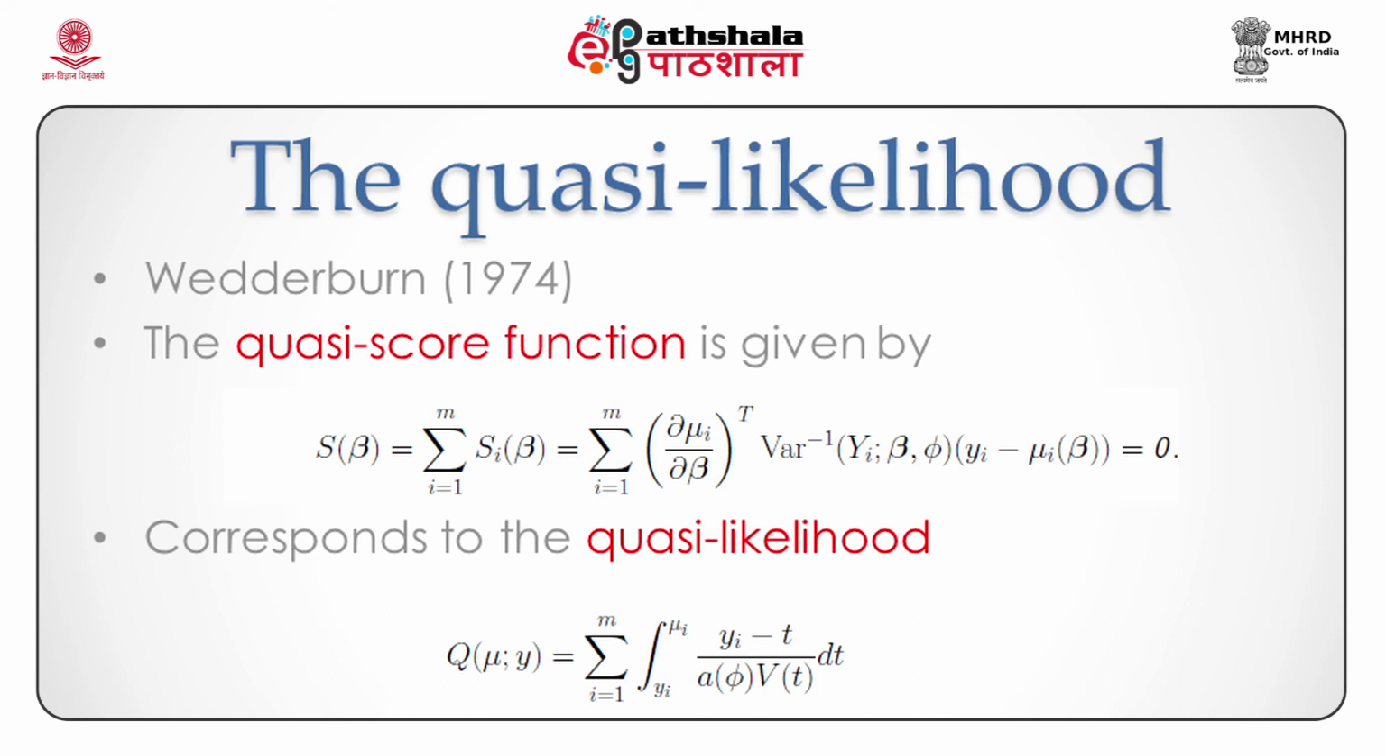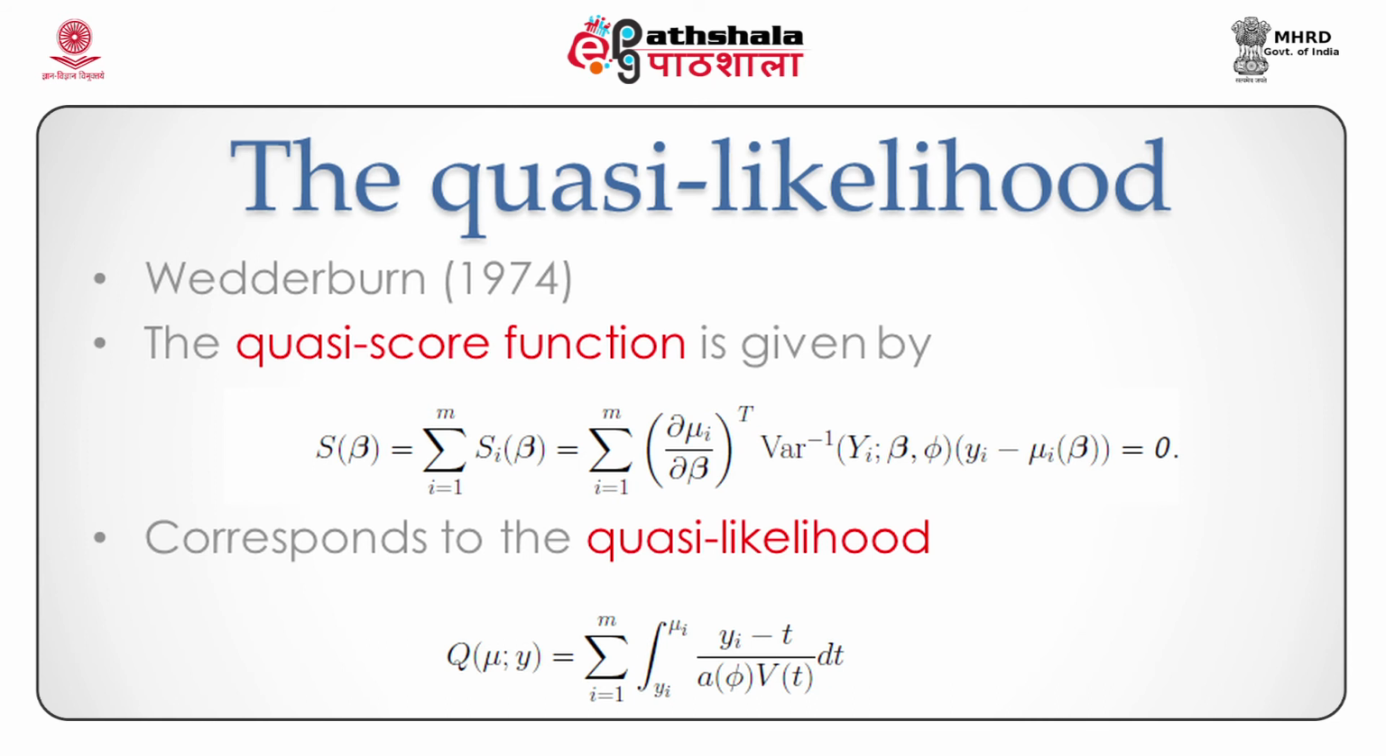Q(mu, y) equal to summation i 1 to m integral from y_i to mu_i of (y_i minus t) by a(phi) V(t) dt. Note that construction of the quasi likelihood does not require us to specify any likelihood, but only requires us to specify the variance function V(t).